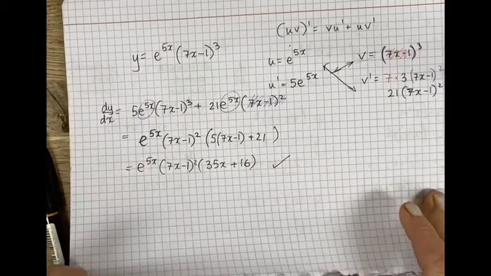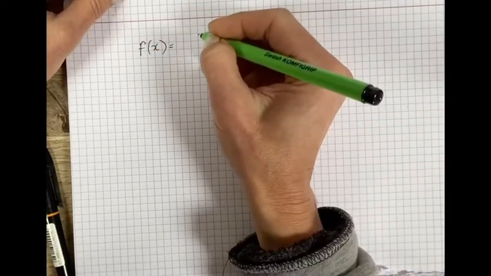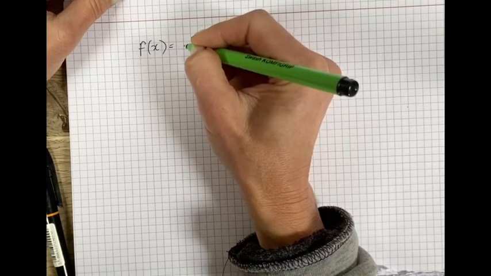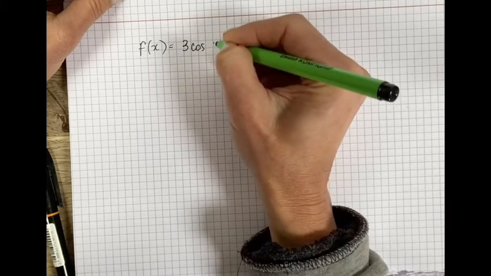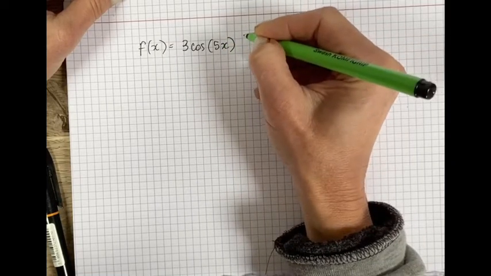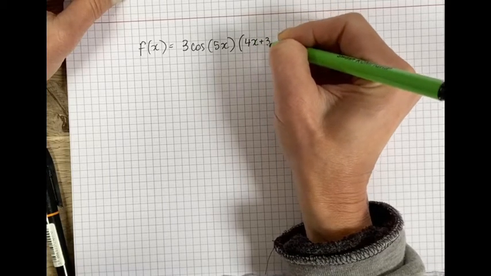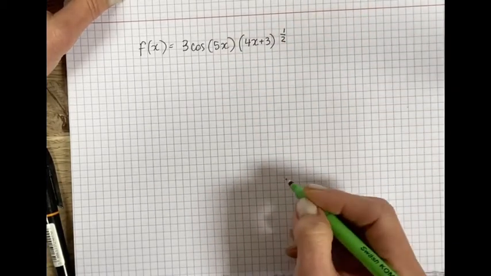Okay, let's look at one last example. Let's call it f of x is equal to, what shall we have? Let's do a trig function and bracket. So let's have 3 cos 5x, and then multiplied by (4x plus 3) to the power of a half. So it's a square root.